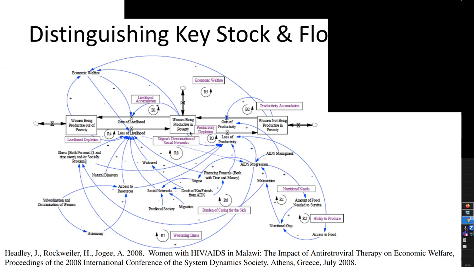But stocks capture something too. They capture the state, don't they? They capture the current situation. They capture what is the case right now. If you froze time, and you were able to go and count things, those would be the stocks. You could count how many women are currently being productive outside of poverty, or how many women are productive but remain in poverty, or women not being productive in poverty because they're living hand to mouth. You could count the number of people in a hospital ward, the amount of money in your bank account right now, or the amount of water in a bathtub right now. These are things you can quantify. If you froze time, I can go and count these things.